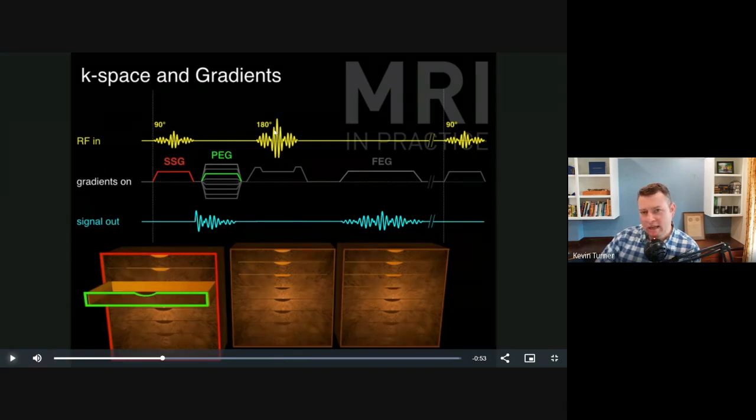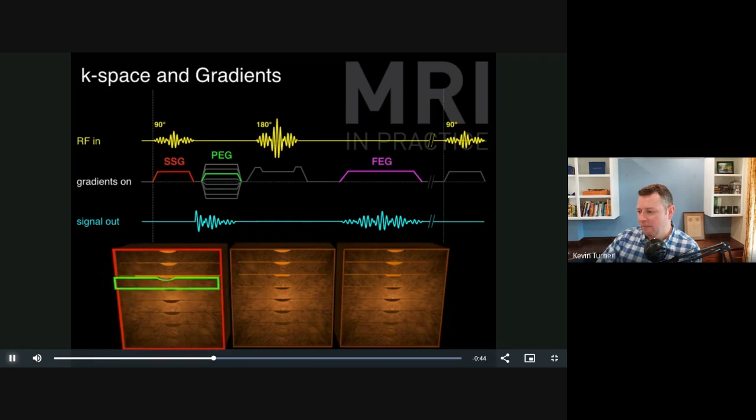Then we do the 180. As the echo is formed, now the frequency encoding will turn on and collect the data points. So from left to right, it determines where the data points go while the echo is being generated. So slice select tells us which K-space we're in. Phase encoding tells us which row of K-space. And then frequency turns on and samples and gets data points and stores those from left to right in K-space. After that, we can go to the next chest of drawers.